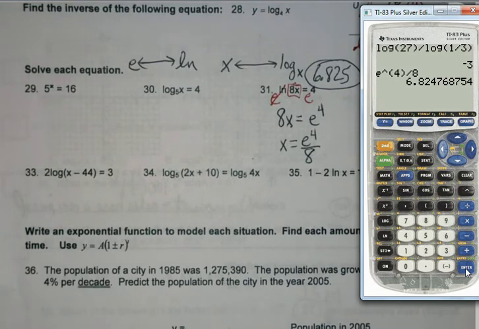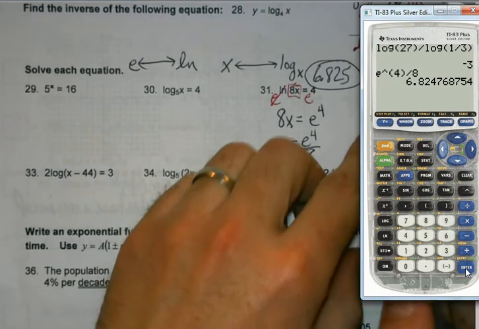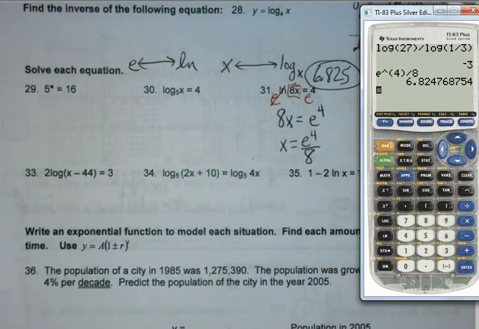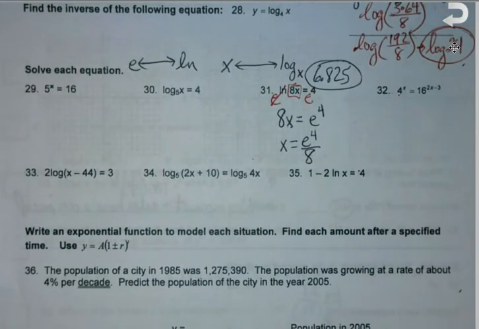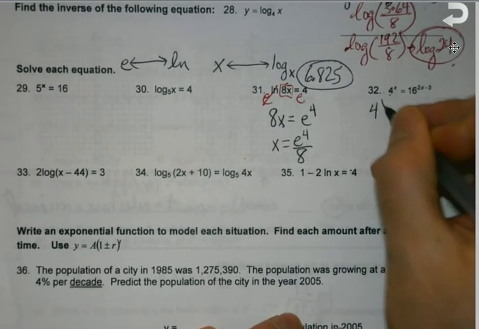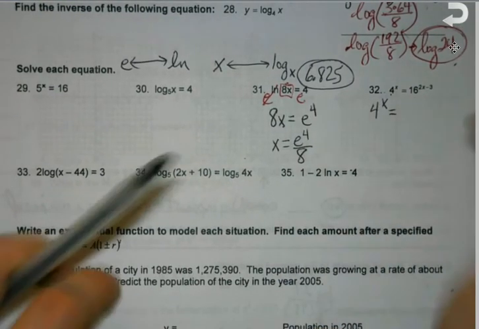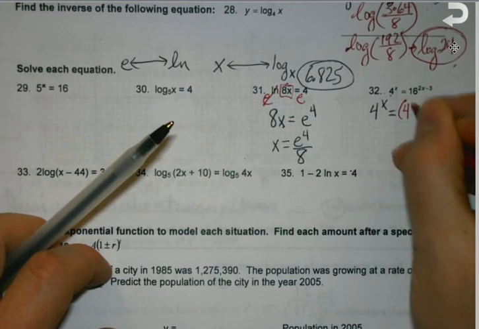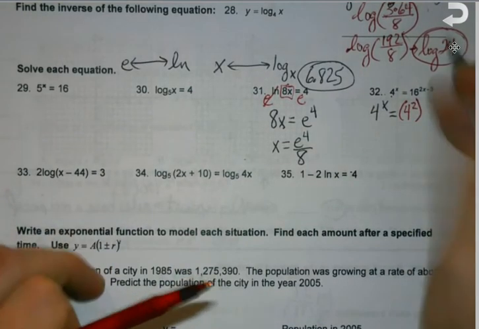But then 32, before I can do anything with these, because some of you are going to look at the x and go, ooh, I'll just log 4. I need the same base here. So if I'm looking at 4 and 16, what can I do with 16 to turn it into a base of 4? 4 squared. So I'm going to convert 16 to 4 squared.